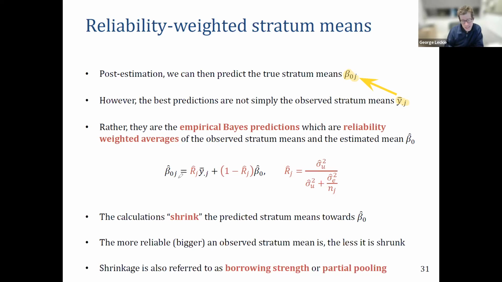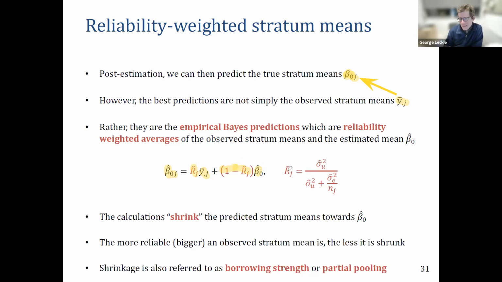Now, crucially, the predicted, and that hat means it's a predicted stratum mean, our prediction of what we really want, is going to be a weighted average of two sources of information: the observed stratum mean, okay, and that global mean of the means. And it's a weighted average. The weights aren't 0.5, 0.5, an unweighted average. Rather, it's weighted by this term R, which is called the reliability. And not only that, but for each stratum, the weighted average can differ depending on how the reliability changes.